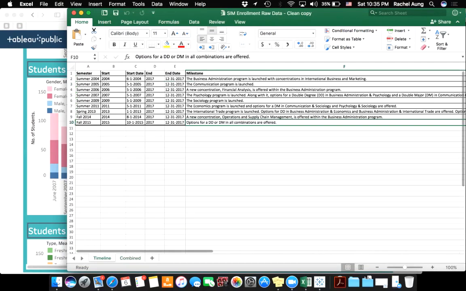I also decided last minute to add in a timeline, which is the very first thing you see when you open up my Viz. So this is just a timeline of when everything started. I have a separate sheet with this timeline, so I used Tableau to open two connections. I didn't want to join the data because joining it did something weird to my enrollment numbers, so I just opened multiple connections.